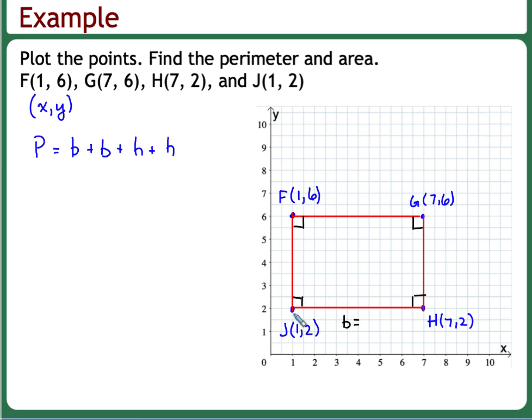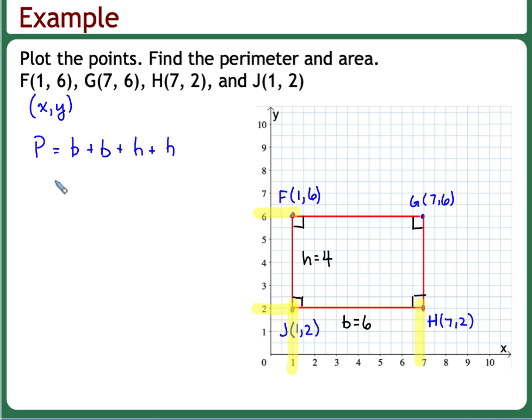And I see that we are going from, so you can use the x-axis as a number line, we're going from 1 in the x direction to 7 in the x direction. So how far is it? Now if we look at the height, we're going from 2 units to 6 units. So from 2 units to 6 units, that's 4 units.